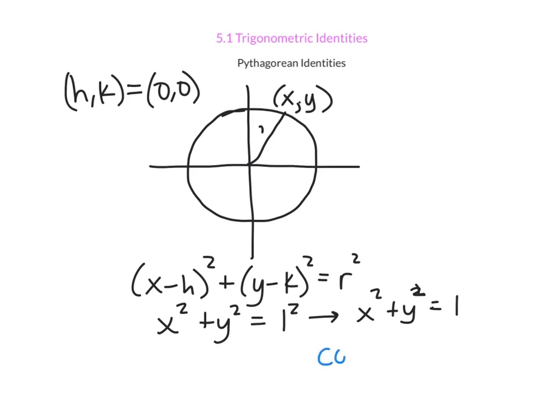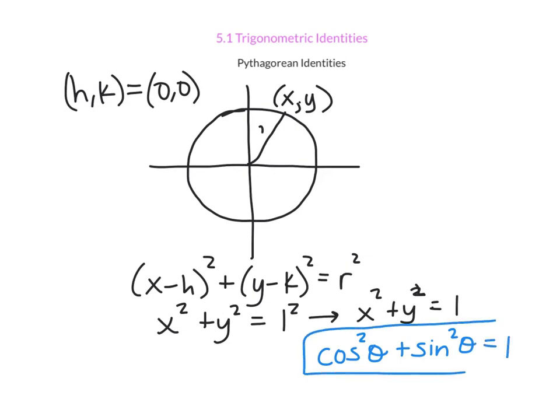So this is cosine squared. And I'll write of theta just because we're talking trig now. Y is sine, so sine squared of theta equals 1. Awesome. This is the main Pythagorean identity. Let's think about why it's called a Pythagorean identity. Because of these right triangles in here. This is a right triangle. X, y. And so we have x squared plus y squared equals 1 squared, which is 1.